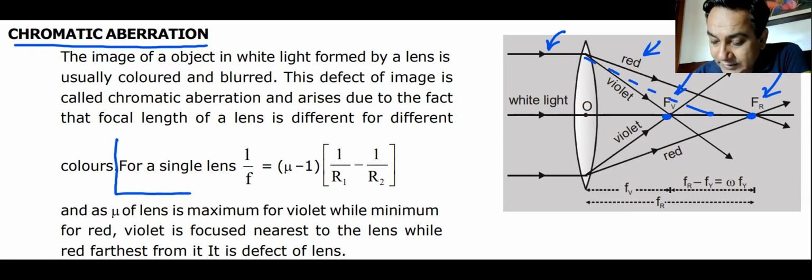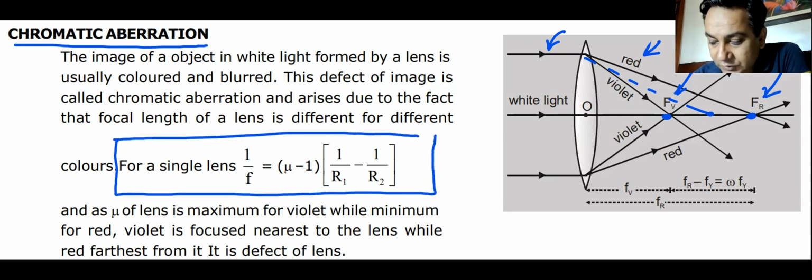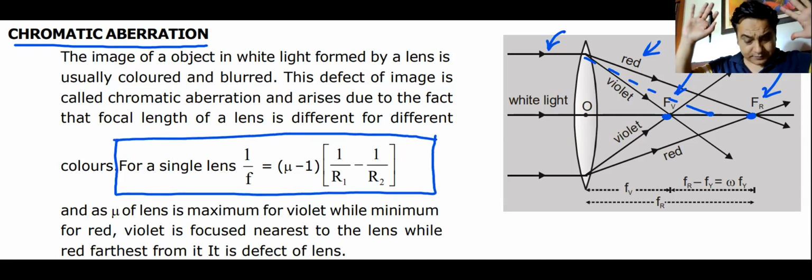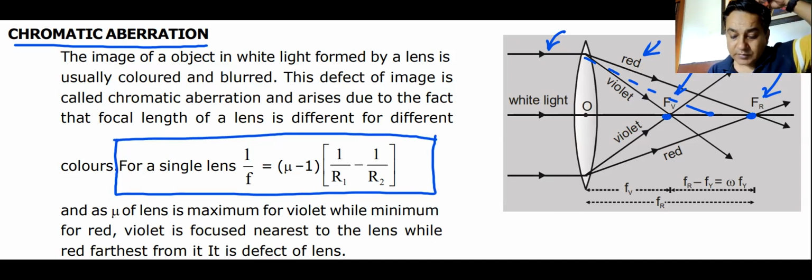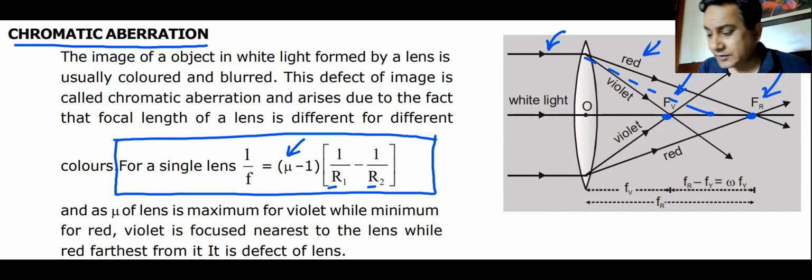This defect, and why does this defect come? Because of the focal length of the lens, and we have seen the lens maker formula. Do we remember the lens maker formula? 1 by f is (mu minus 1) times (1 by r1 minus 1 by r2). For all these wavelengths, r1 and r2 are same. The only thing that is different is mu. And hence, because of this difference, all the colors will get focused at different points.